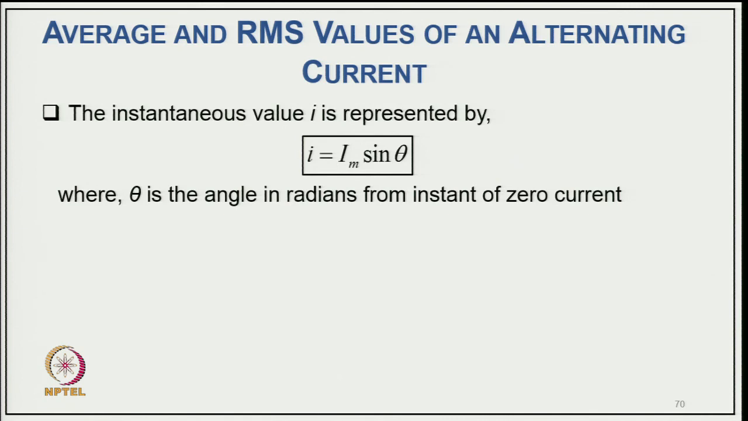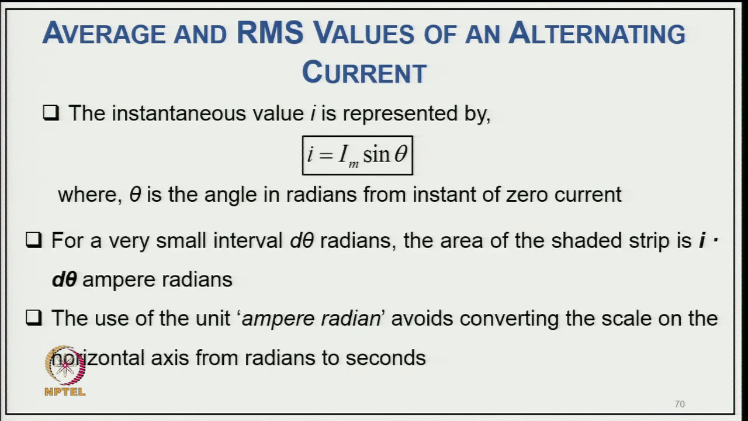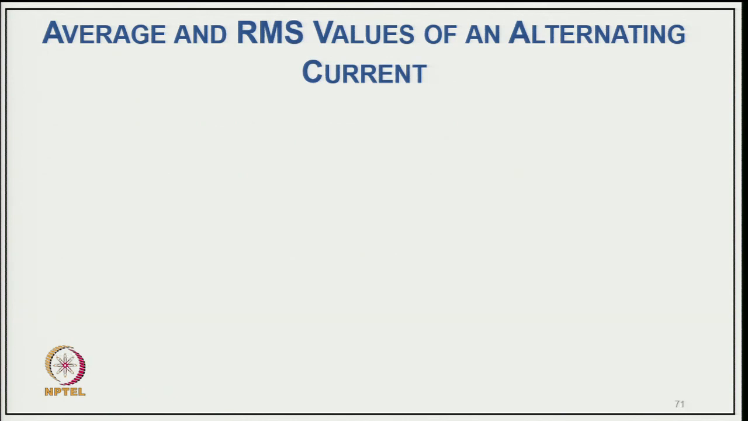and theta is the angle in radians from the instant of zero current. For a very small interval d theta radian, the area of the shaded strip is I d theta ampere-radian, and the use of the unit ampere-radian avoids converting the scale on the horizontal axis from radian to second.